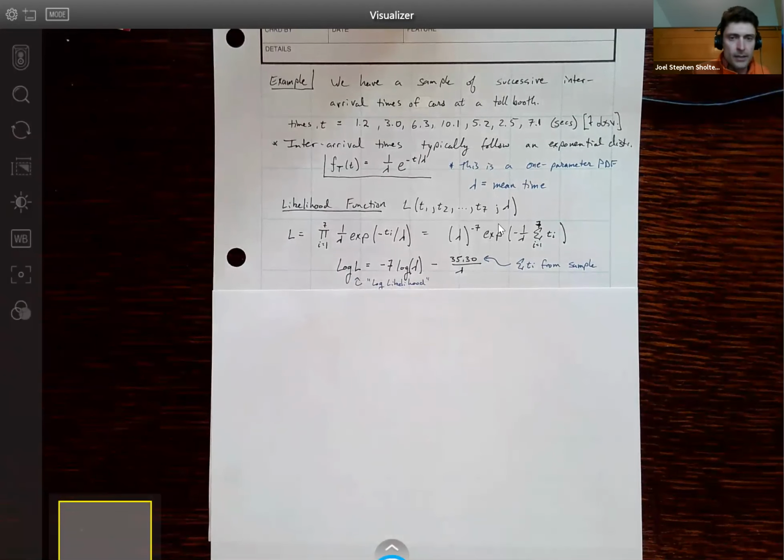Now, if we take the log of L, when you take the log of something with an exponent, the exponent comes down. So negative 7 log of lambda. And then when we take the ln of e, that just gets rid of the e, and now we just have what's inside of it, which is negative, the sum of all the times, 35.3, divided by lambda. So this is our log likelihood function, and this is the sum of all of our inter-arrival times.